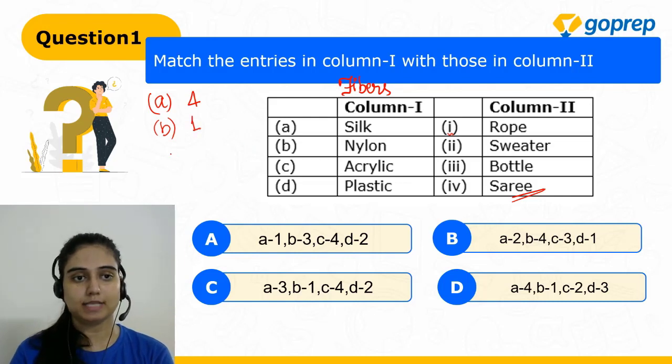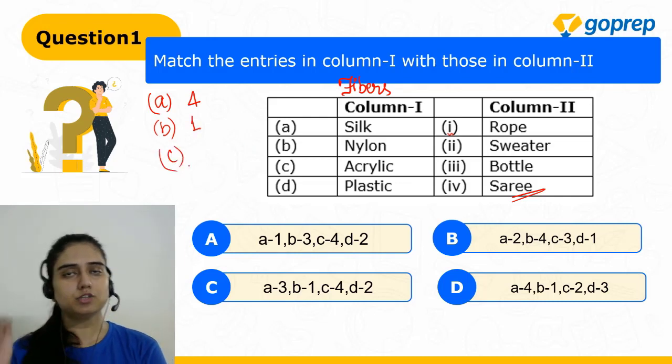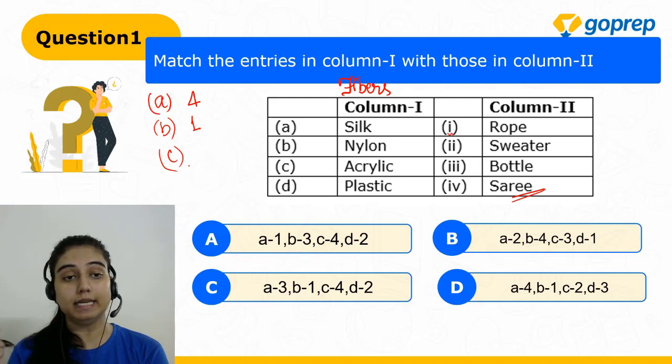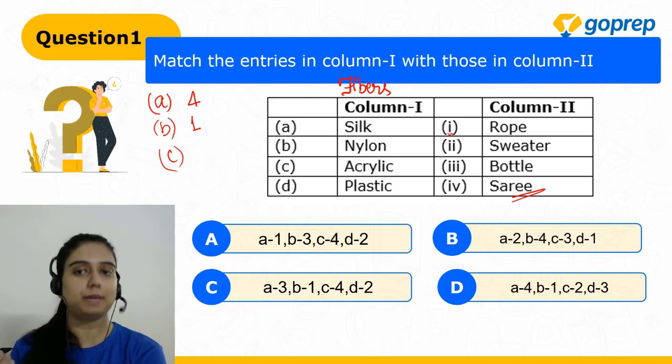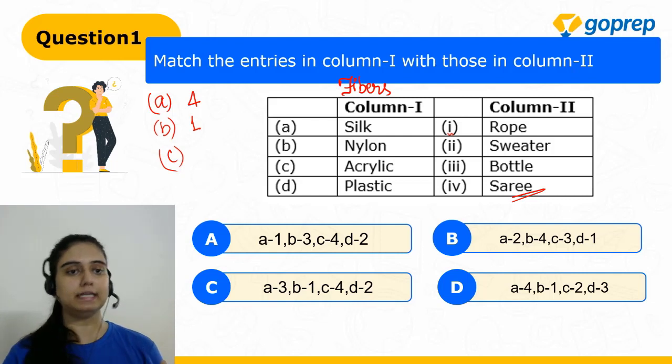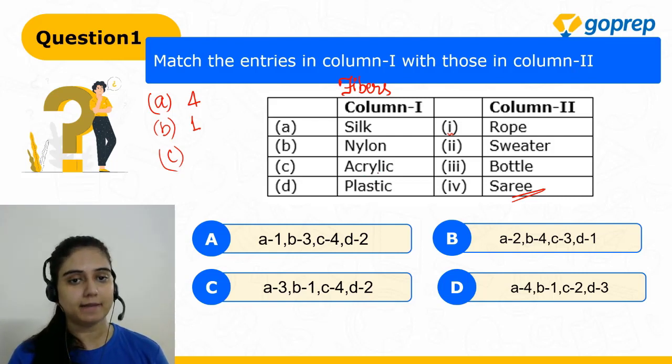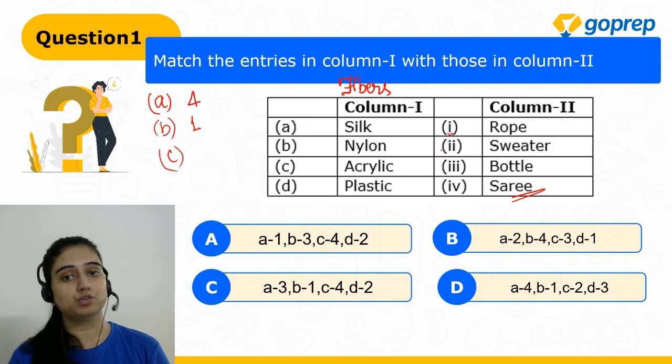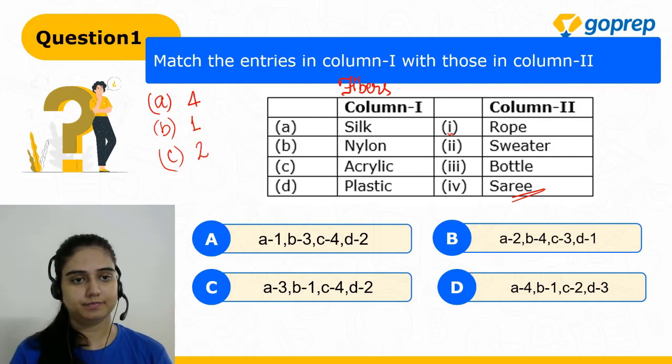Okay. Now next one is acrylic. Dear students, natural wools are really costly. They are expensive, so they are not that affordable. The alternative to that is acrylic, and acrylic is used to make sweaters.